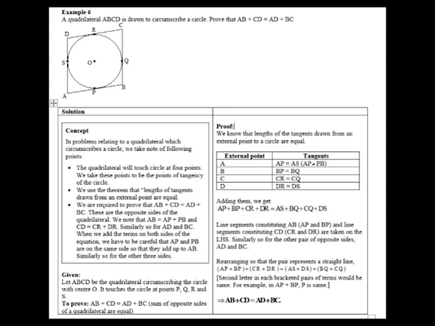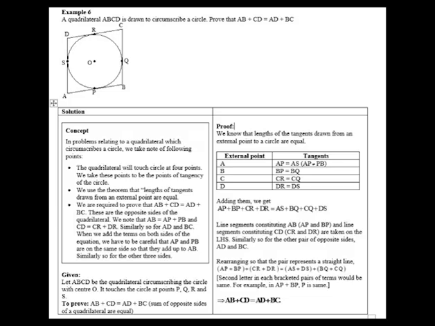If a quadrilateral circumscribes a circle, then the quadrilateral will touch the circle at 4 points. We take these points to be the points of tangency of the circle. Given ABCD is the quadrilateral circumscribing the circle with center O. Let it touch the circle at the points P, Q, R and S.